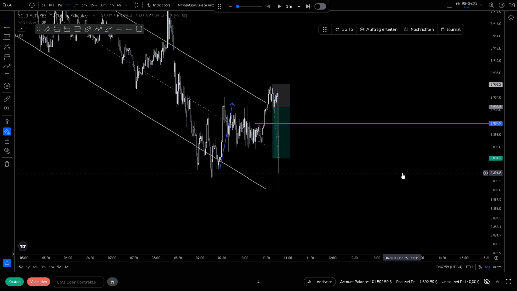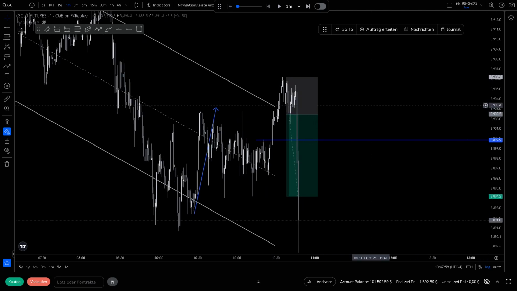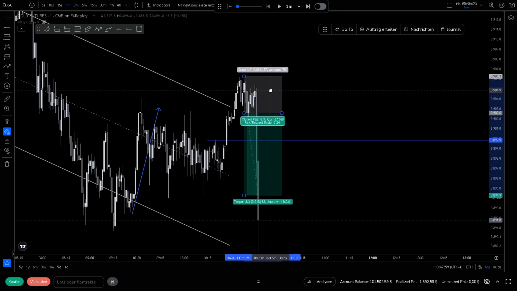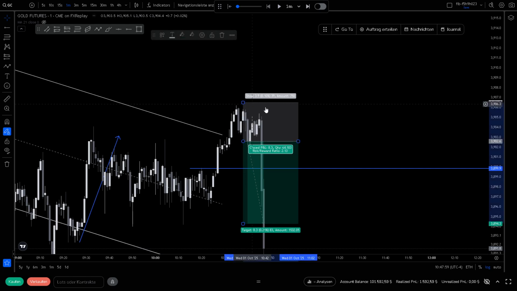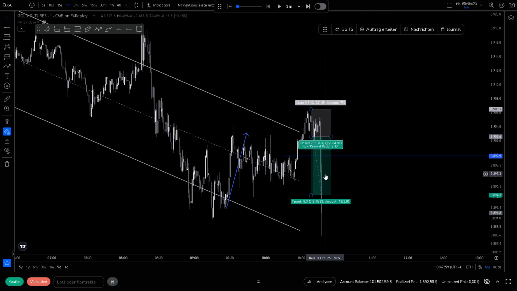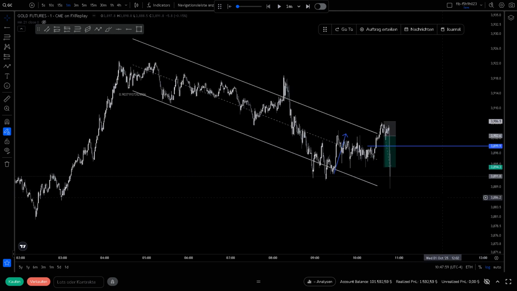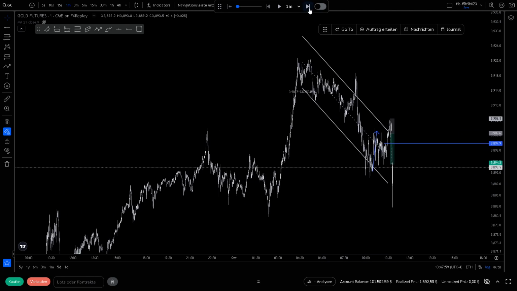And now, if the bias is clear, the only thing you have to do is enter at the right time, which I did not do very well here. I didn't wait for a nice retracement, and now it retraced. But as long as your stop loss is correct, everything is fine. And hit a nice 2RR trade there. And now I believe it's gonna reverse here.